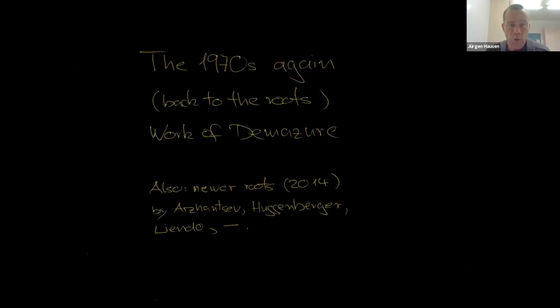Let us go back to the 70s, back to the roots. It was also a fascinating decade for toric geometry because it started with the work of Demazure. And the work of Demazure was motivated by wanting to say something about automorphisms. In the next slide, also some newer roots will occur. They stem from the year 2014 and can be found in work by Ivan Arzhantsev, Elaine Hausen, Alvaro Liendo, and myself.